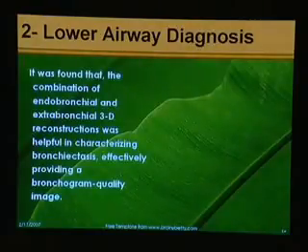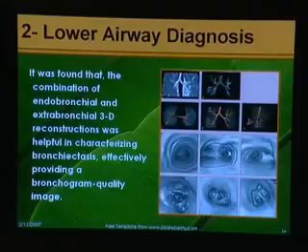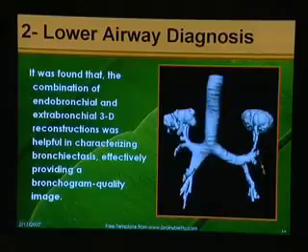Also, it was found that the combination of endoluminal and extraluminal 3D construction is helpful in characterizing bronchiectasis, producing bronchogram-like quality images. Here we can see the opening of dilated bronchi, and then by adding the information of the external rendering, the hybrid presentation, we can show the saccular dilatation of the bronchi, producing what's called a bronchogram-like quality image. Like here, we have a cavitary lesion connected to the bronchi.